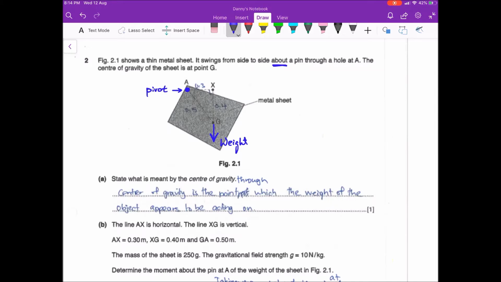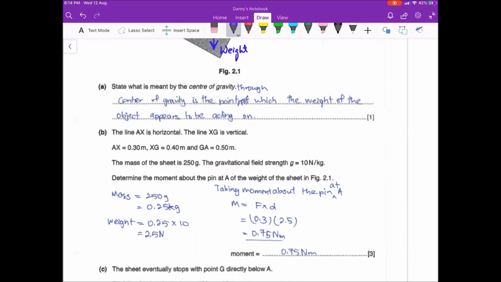Okay, for 2 part A, please refer to your textbook and then correct yourself. I won't be talking about this. After that, they gave you several dimensions.